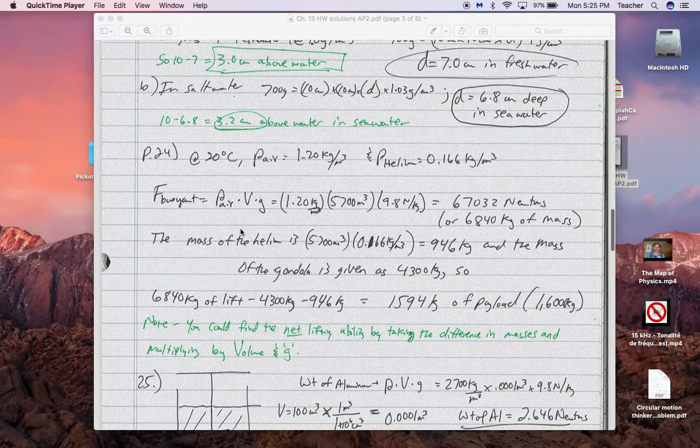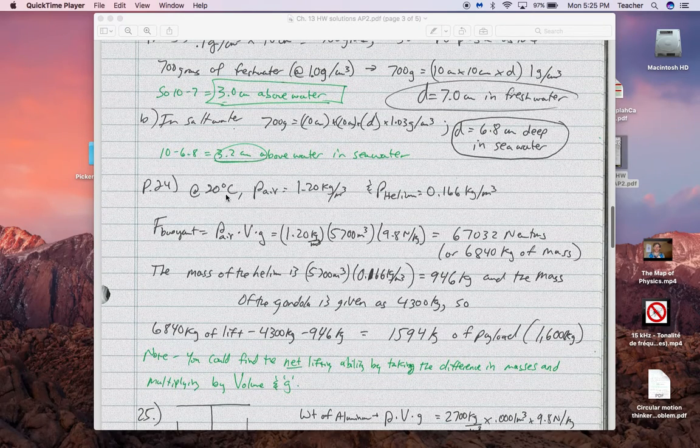For problem 24, I was trying to work that out in class. I did kind of a crappy job of it. So the key thing is, in order to haul a payload, you need to have a net buoyant force up, and air is 1.2 kilograms per cubic meter, helium's about 1/6 of that, 0.166 kilograms per cubic meter. So the buoyant force is essentially the density of the air times V times G. So that's 67,032 newtons, or 6,840 kilograms of mass equivalent.